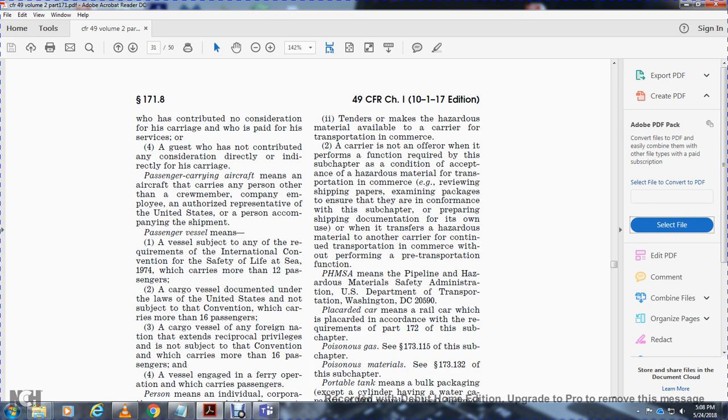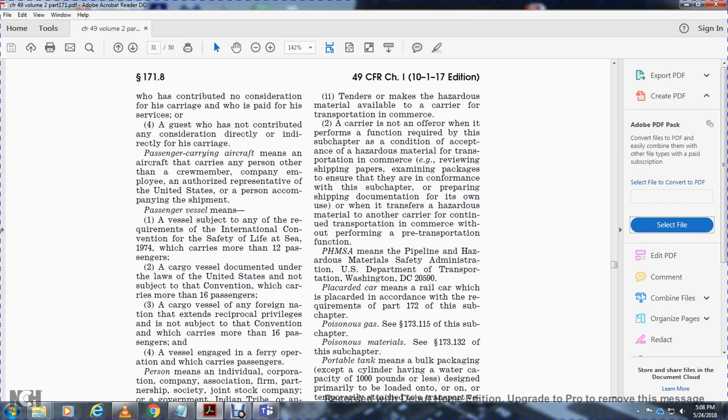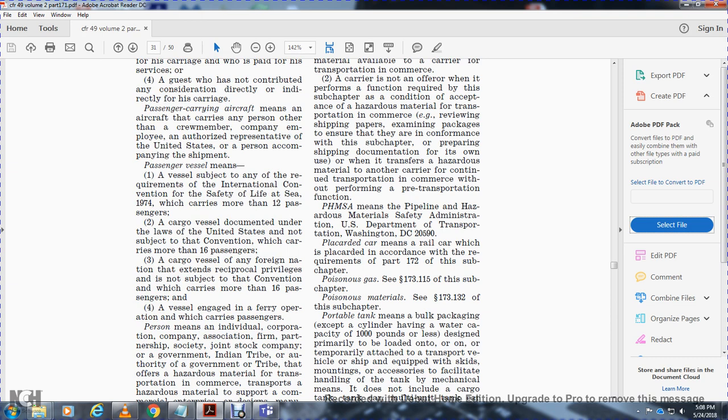PHMSA means the Pipeline and Hazardous Materials Safety Administration, U.S. Department of Transportation, Washington, D.C. 20590. Placard means, for a railroad car, to placard in accordance with the requirements of Part 172 of the subchapter. Poison gas, 173.115 of the subchapter. Poison material, 173.132 of the subchapter. Portable tank means a bulk packaging, except for cylinders having a water capacity of 1,000 pounds or less, designed primarily to be loaded onto or temporarily attached to a transport vehicle.